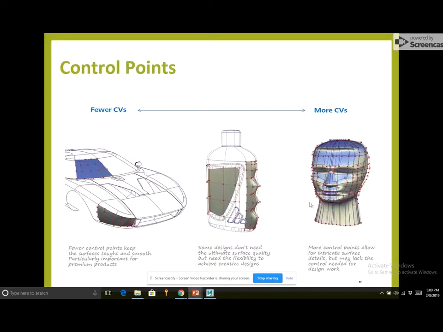But when we have to design a human face or any specific shape that has many details, then we may have to use more control points to get the exact features. Here we can see, in order to design a human face, we have to show every feature in detail. For that, we definitely need more control points.